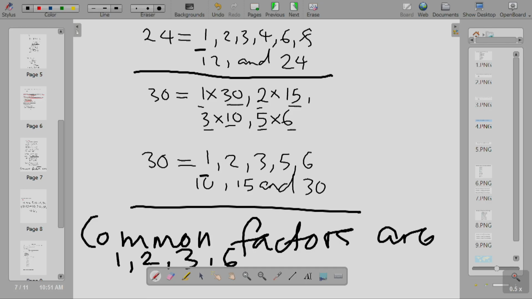So the greatest of these common factors will be equal to 6. So the answer, the GCF between these two numbers, 30 and 24, is equal to 6. This is how to calculate the GCF of numbers by using the method of listing factors.